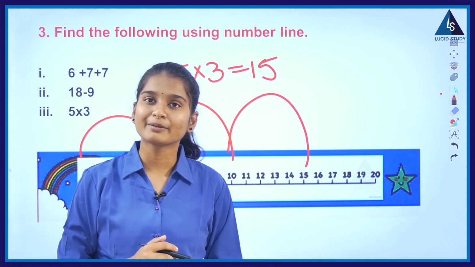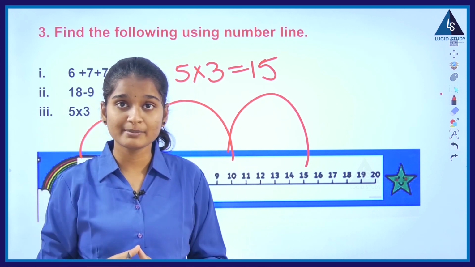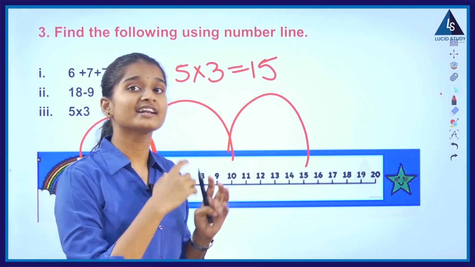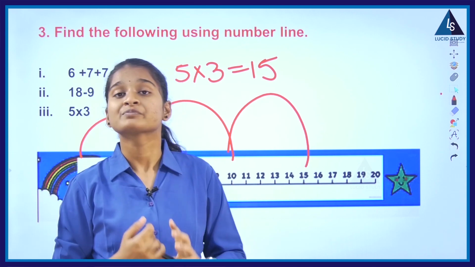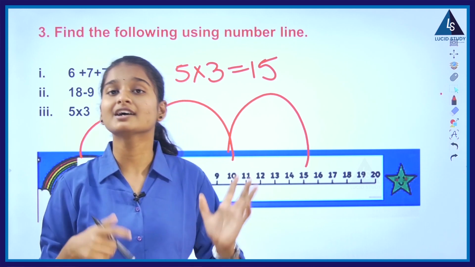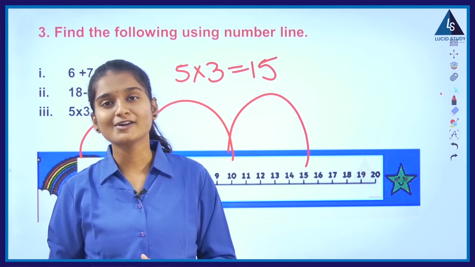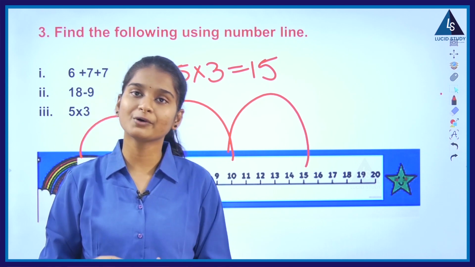Children, always remember that when we add and multiply whole numbers, we move on the right side of the number line. But when we subtract a whole number, we move on the left side of the number line. So now let us learn more about whole numbers.